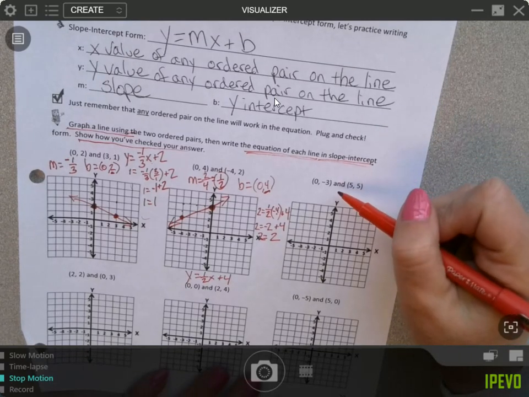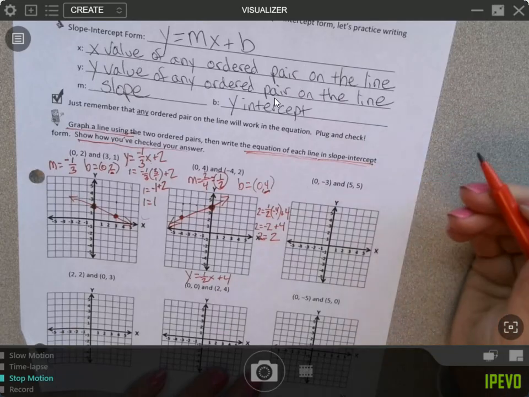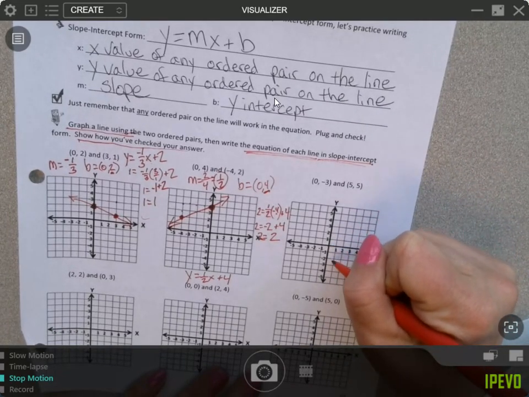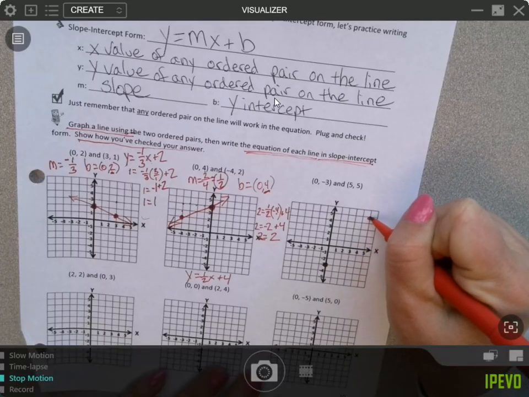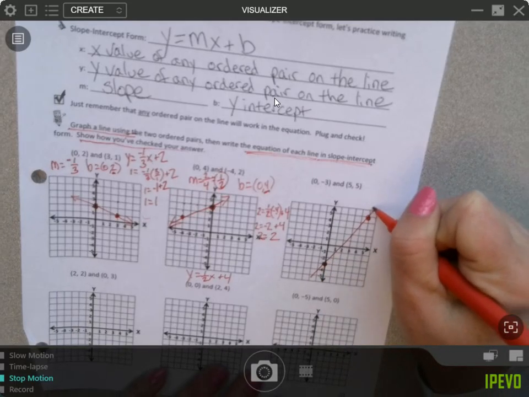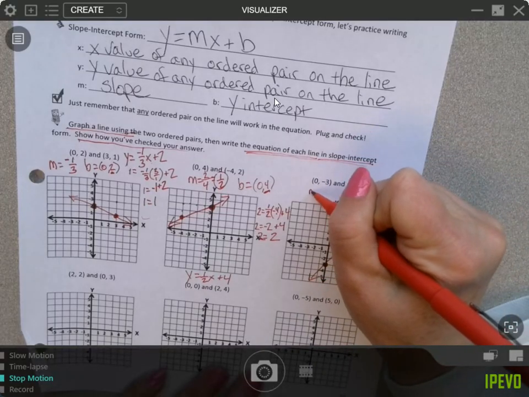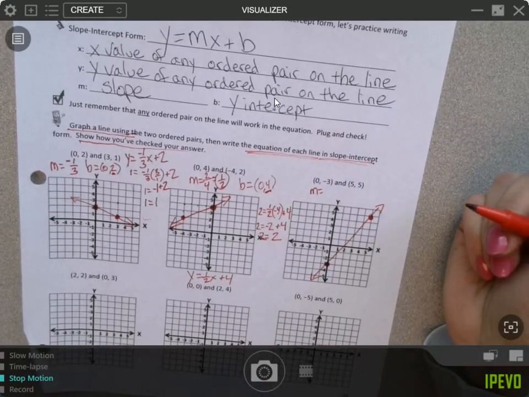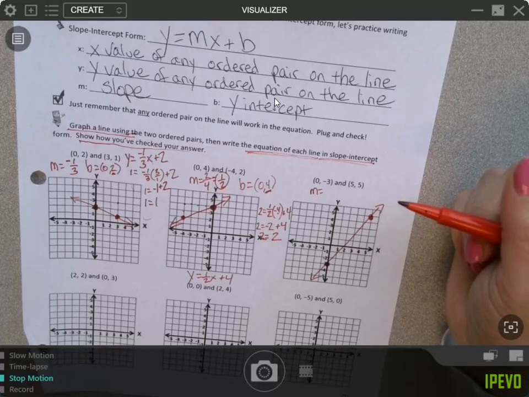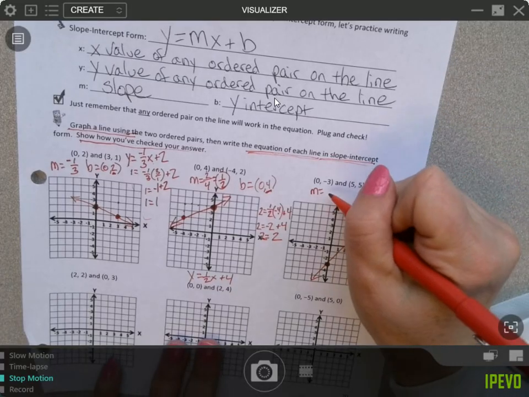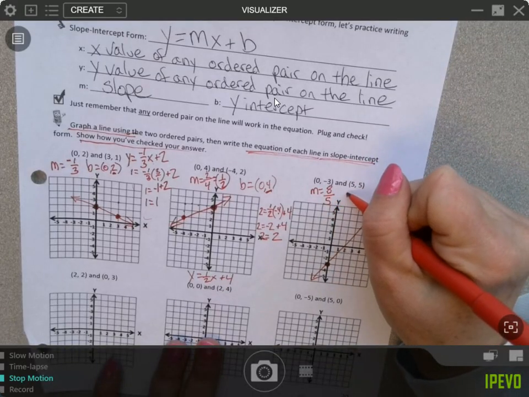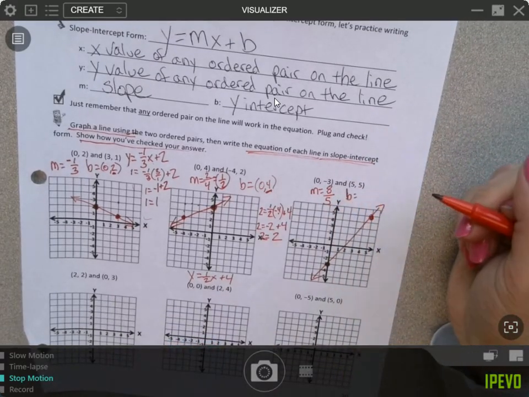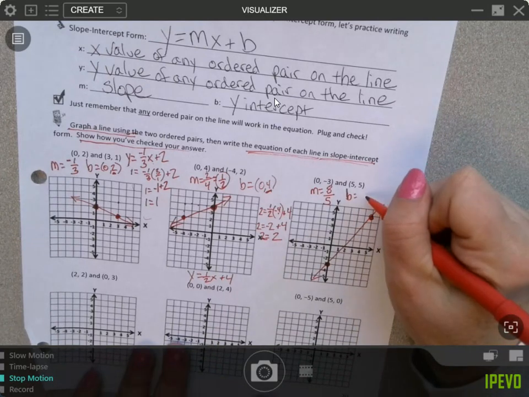All right, let's look at our next one. Our first one is 0, negative 3. Then we have 5, 5. I need to find my slope. What is my slope? Rocco? 8 over 5. What is my y-intercept? Rocco? 0, negative 3.